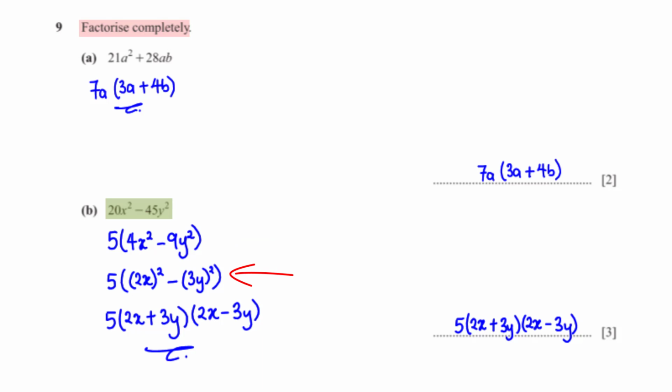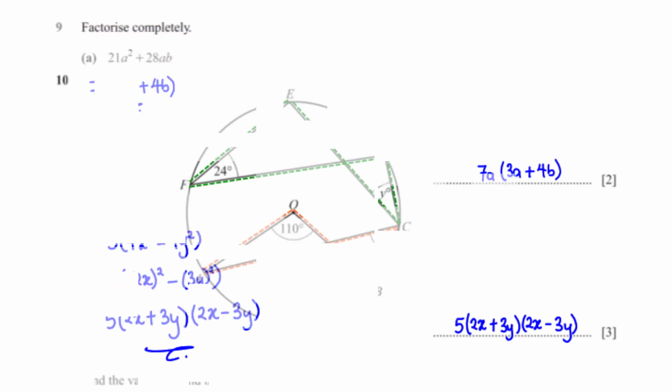We can further factorize that as 2x plus 3y, 2x minus 3y, and so our final answer is 5 times 2x plus 3y times 2x minus 3y.